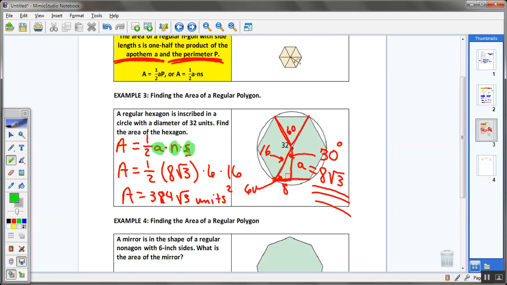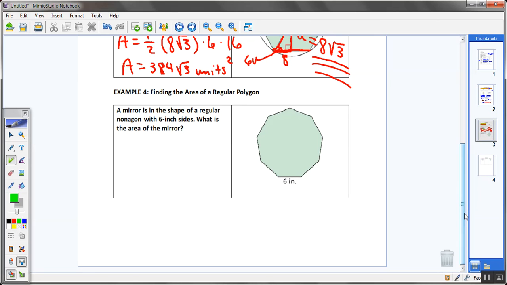Help me, kids. This is going to get even more intense. How about a volunteer read number 4 for me? The mirror is in the shape of a regular nonagon with 6-inch sides. What is the area of the mirror? Okay. Nonagon first. How many sides? Okay. How long is each side? Okay. What's the formula that we're using for the area of any regular polygon now, kids?